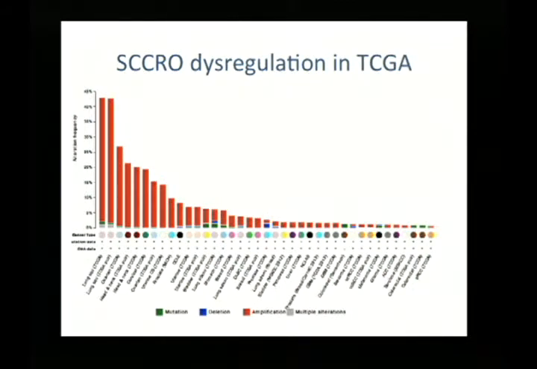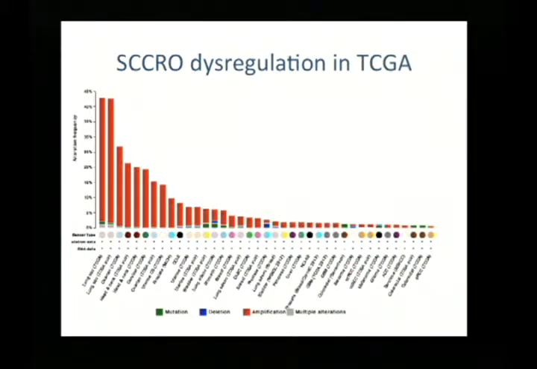If you look at the TCGA data set, you find a lot of amplification in SCRO, and this is across just about all of the different TCGA projects that are out there. The dark red bars are amplifications. If you see rare mutations, they are actually activating mutations. They're relatively uncommon, but the mutated forms of this protein are much more oncogenic than simple amplification.